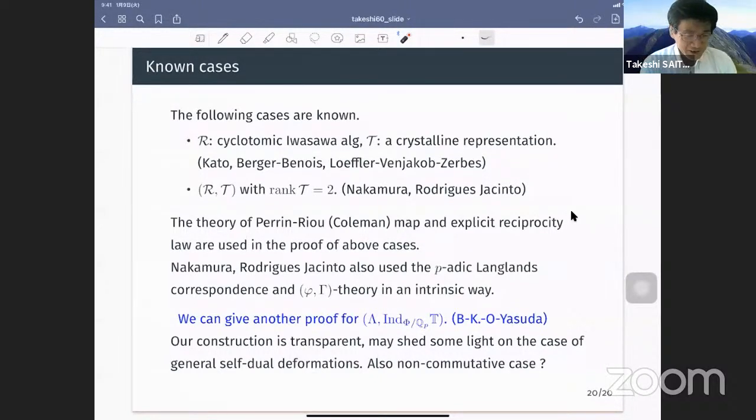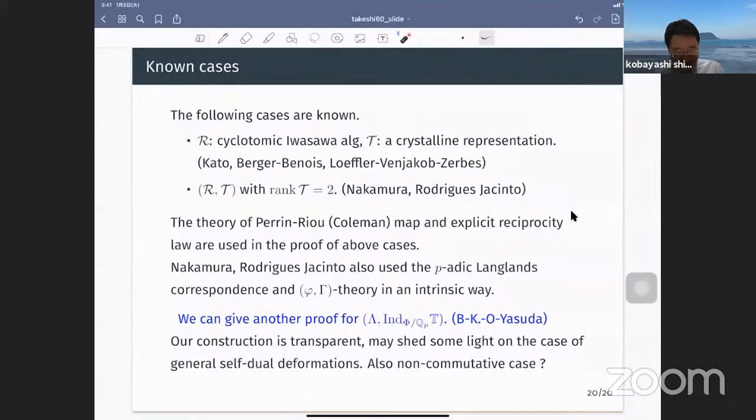And so your plus-minus construction is always mysterious to me. I wonder if you can tell me some heuristic reason why the parity of n is related to the sign of the epsilon factor, the root number.